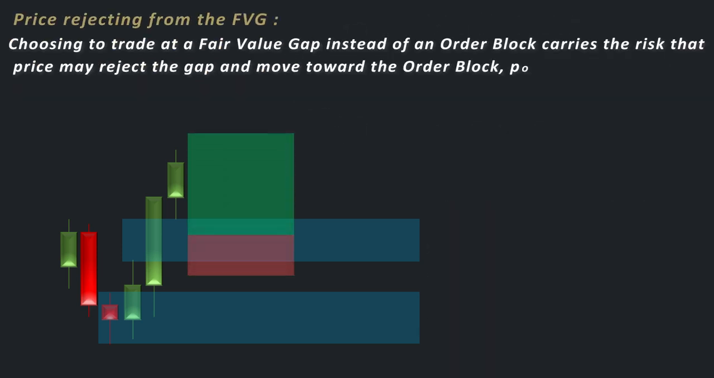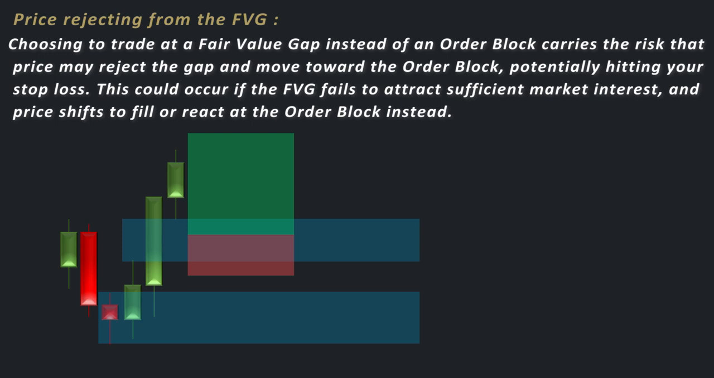Choosing to trade at a fair value gap instead of an order block carries the risk that price may reject the gap and move toward the order block, potentially hitting your stop loss. This could occur if the fair value gap fails to attract sufficient market interest and price shifts to fill or react at the order block instead.